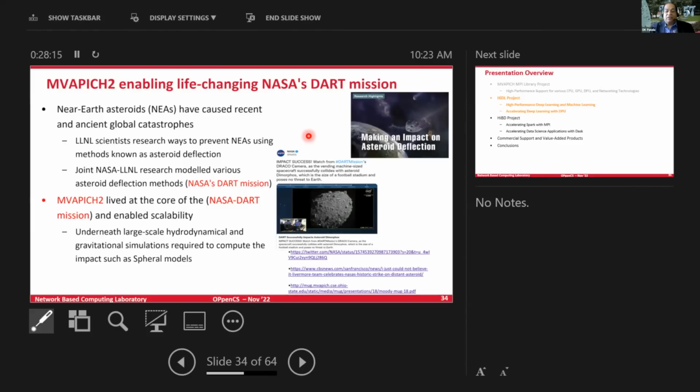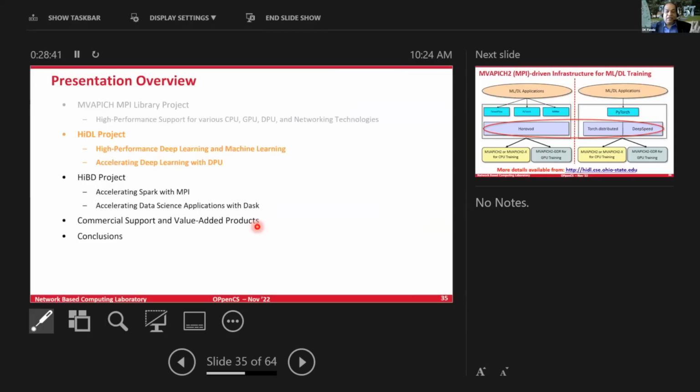Lawrence Livermore National Lab, and this project actually started in 2016, 6 years back. So for the entire 6 years, they have been using our library to come up with the simulation to exactly predict how the flight will go, how it will actually hit, what will be the impact. So I'm very proud again just to see that we are able to contribute to this kind of planetary defense solution. So that is the basic MVAPICH designs.